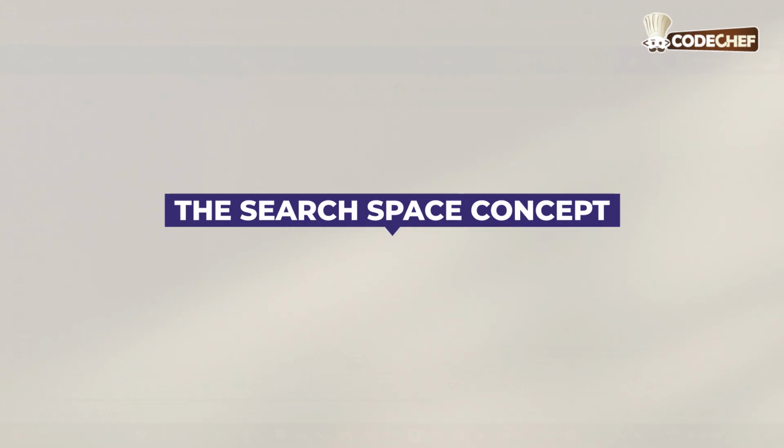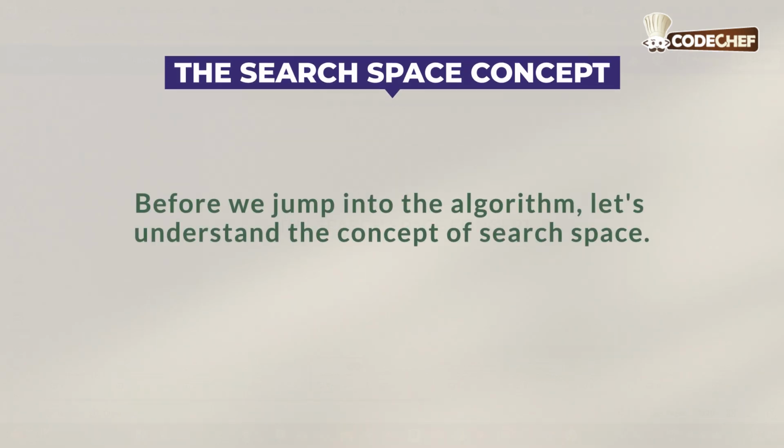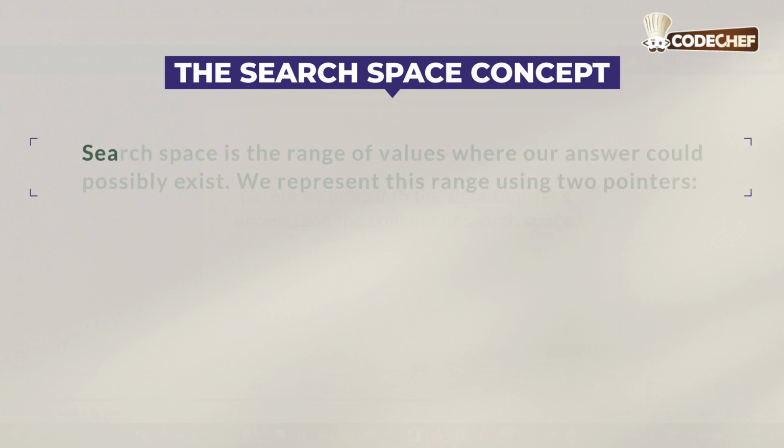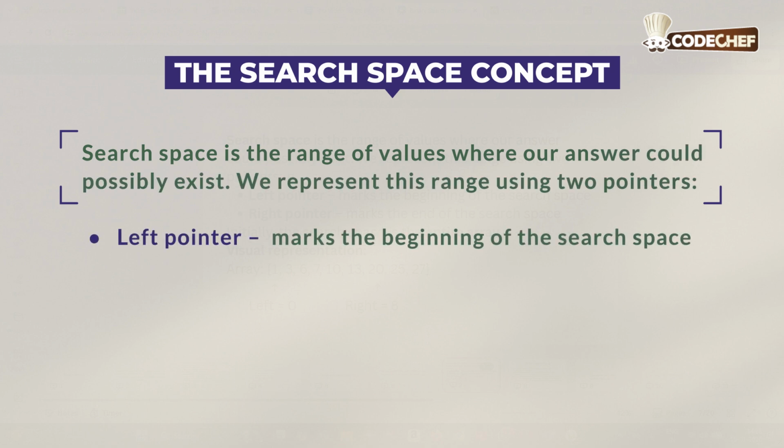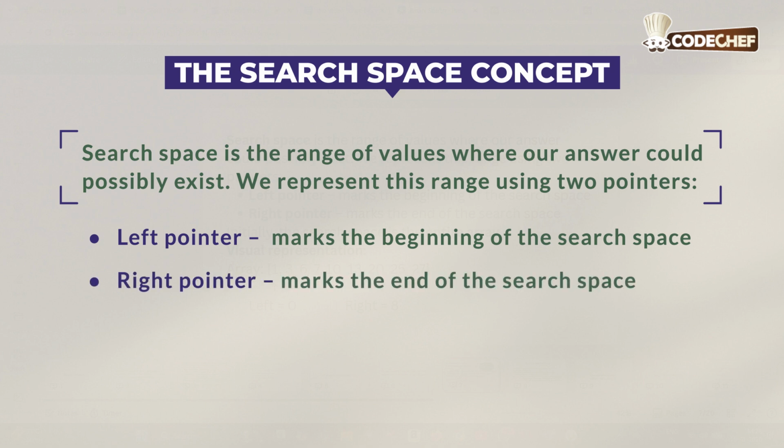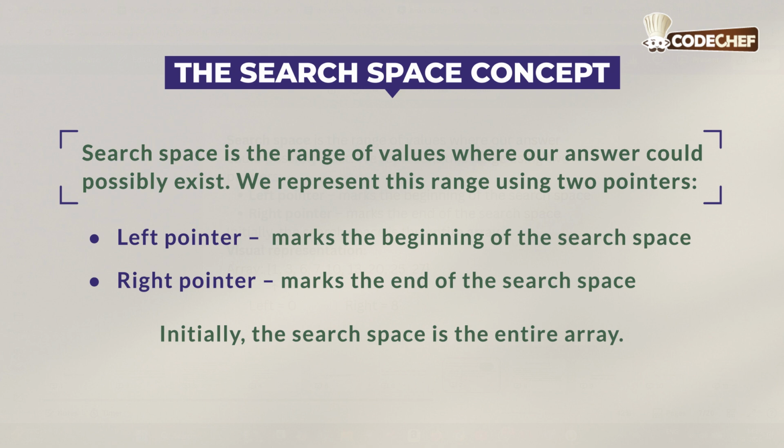The search space concept. Before we jump into the algorithm, let's understand the concept of search space. Search space is a range of values where our answer could possibly exist. We represent this range using 2 pointers. Left pointer marks the beginning of the search space. Right pointer marks the end of the search space. Initially, the search space is the entire array.